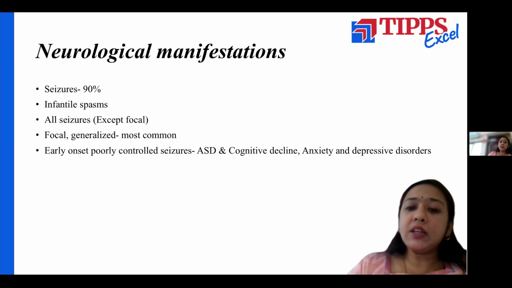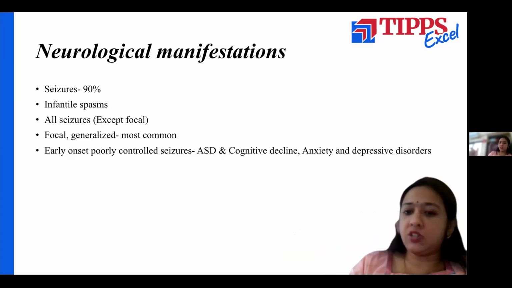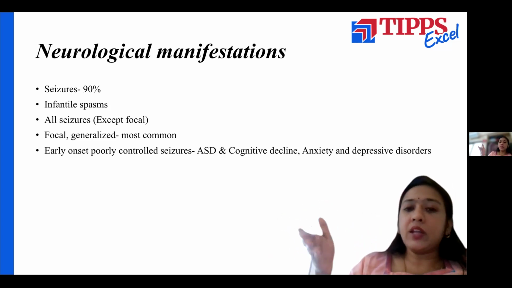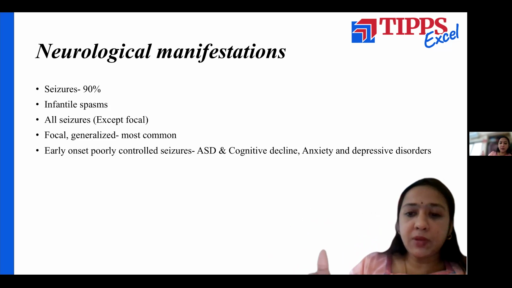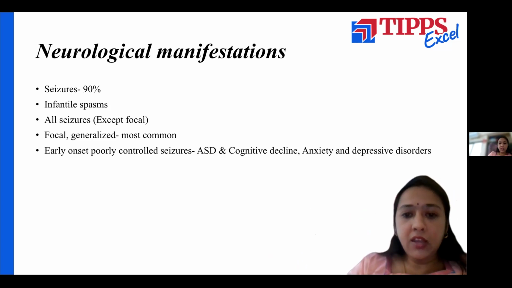So early onset poorly controlled seizures lead to future development of autism spectrum disorder, severe cognitive decline, anxiety and depressive disorders. There is a general rule of thumb in pediatric neurology that whenever any pediatric neurology condition is associated with seizures, then there is a very high chance of development of neurodevelopmental disorders. It can be ASD, it can be intellectual deficit. So poorly controlled seizure is directly proportional to the behavioral and psychiatric manifestations also. Either the seizure per se, or the underlying condition, or the adverse effects of the anti-seizure medication, all these collaboratively might contribute to the behavioral disturbances in the child.